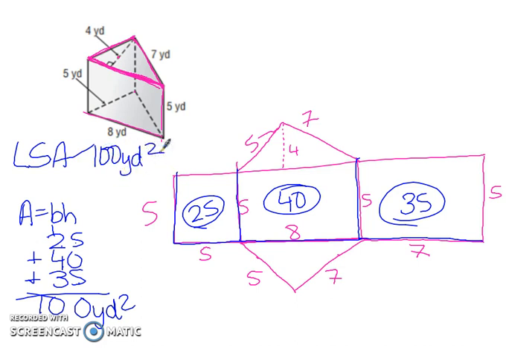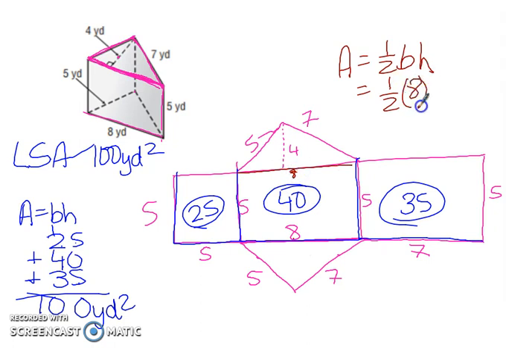Now I need the total surface area, which means now I need my bases. So my bases, both of them are triangles, so we're going to use a different formula. A equals half BH. The base here is right here. It's 8. And then the height, which has to have that right angle, has to be perpendicular, is 4. So half of 8 is 4, times 4 is 16. So I have 16 here and 16 here.